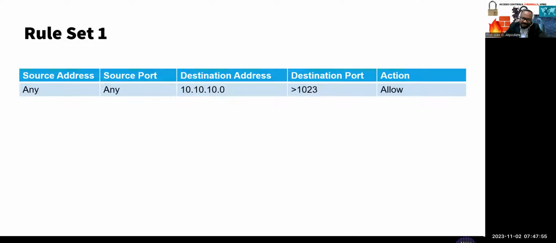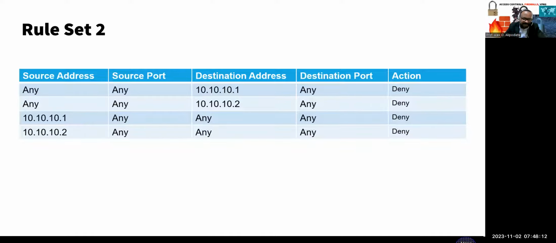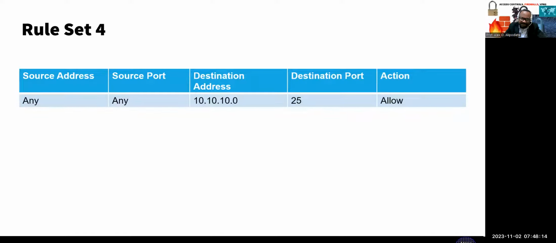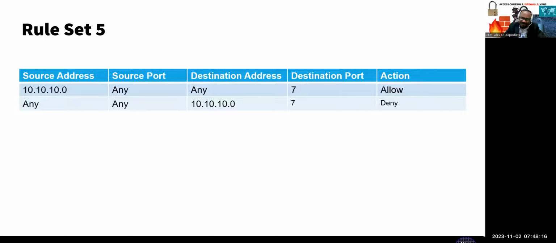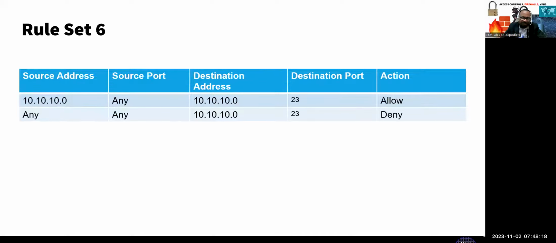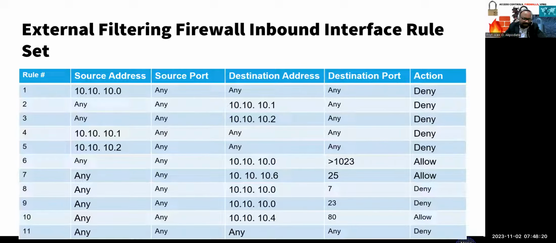So in a particular rule set, again, you see I'm going from any source IP address, right? Destination address, any source port, destination port, and what is the action? In this case, allow, right? Any port number greater than 1023. Another rule set. These are pretty much straightforward, but just know how to configure it based on your organization's requirements.